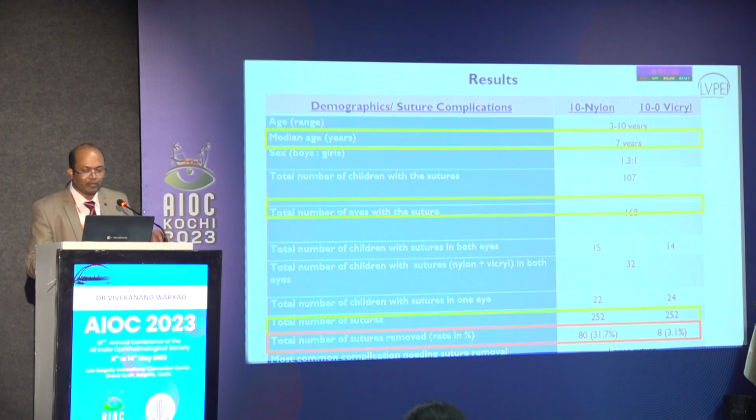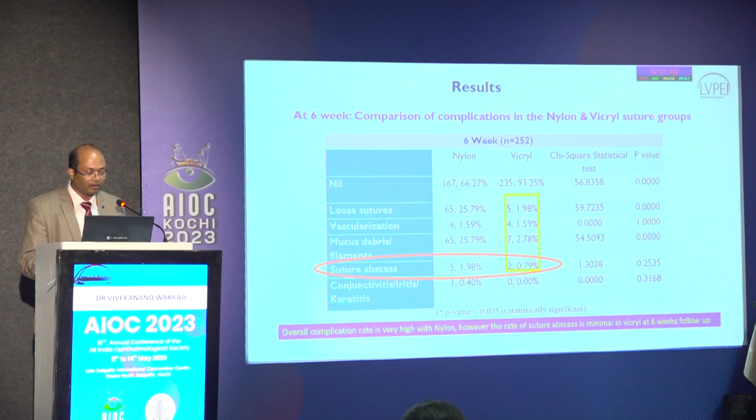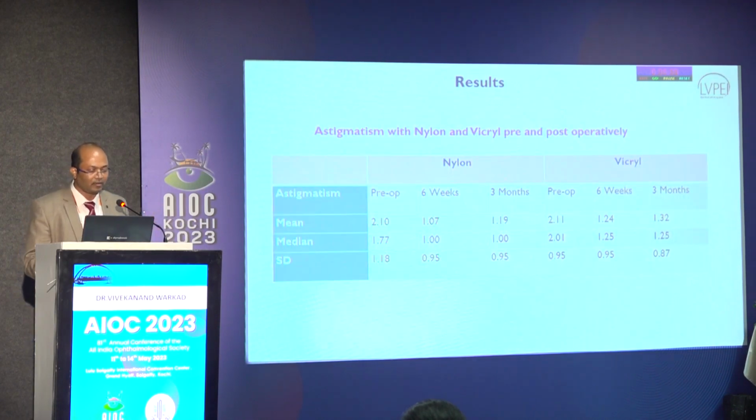If you look at the results, mean age was 7 years, and total number of eyes with suture was 168. The rate of suture removal was almost 31% in the nylon group compared to 3.1% in Vicryl. If you look at the complications at 1 week, they are pretty much less in Vicryl compared to nylon. However, suture abscess was seen more commonly at 1 week with Vicryl. But the picture changes: Vicryl still seems to be better at 6 weeks, with suture abscess relatively less common as the duration increases.